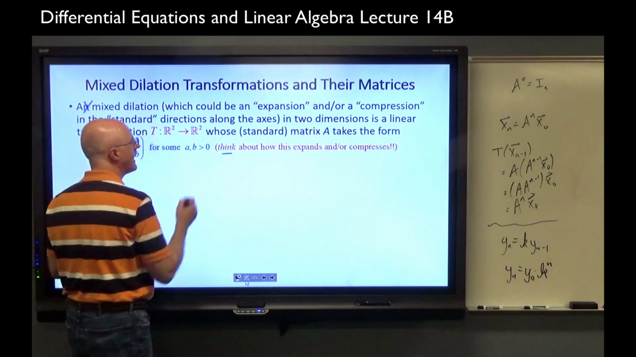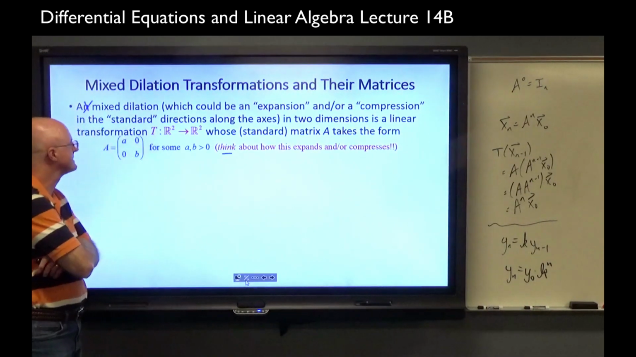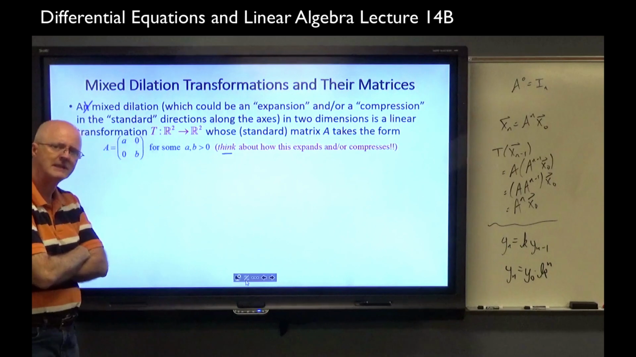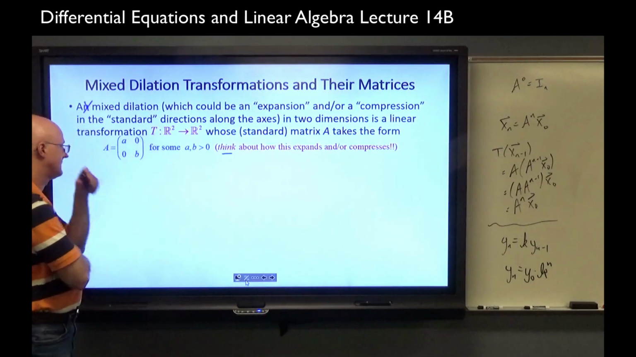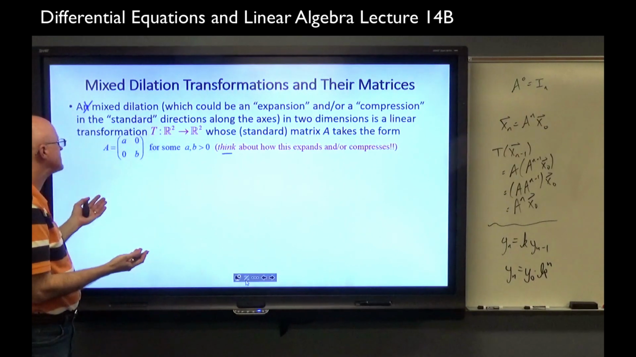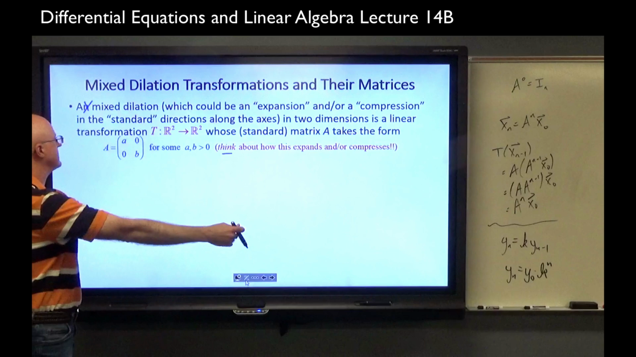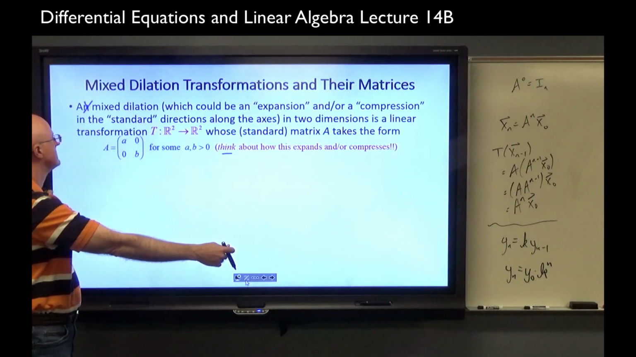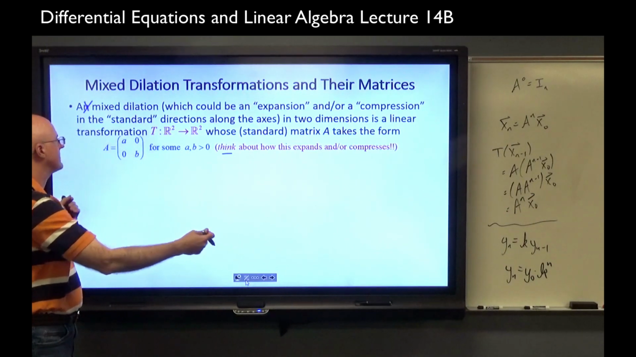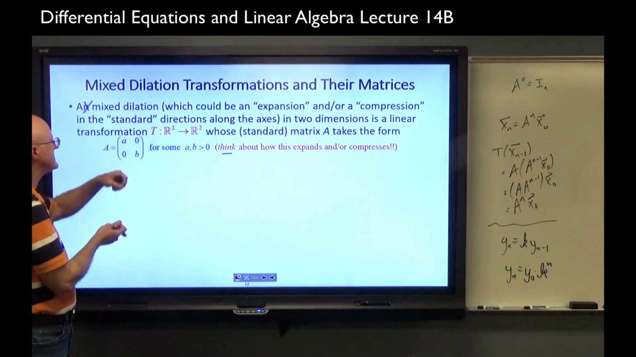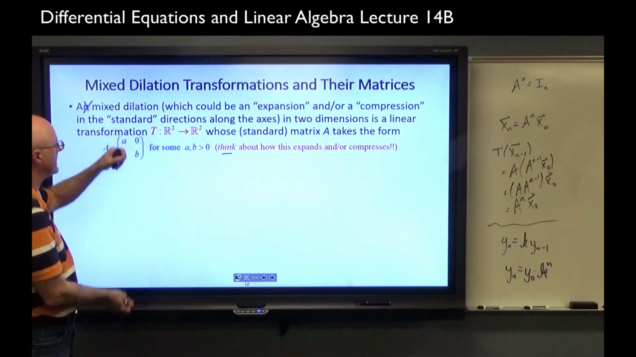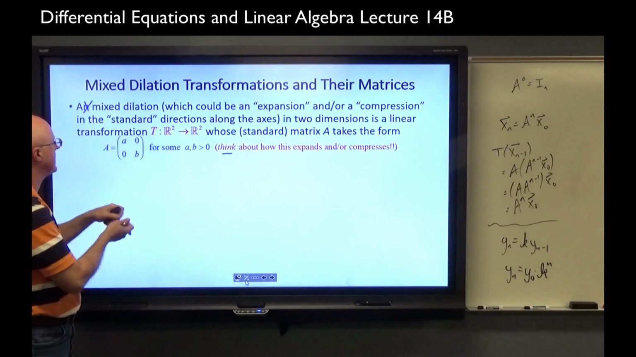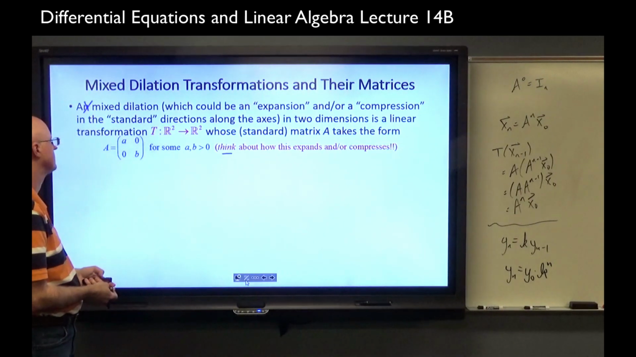Think about how this expands and or compresses. Pause the video, think about it. You back now? If A is bigger than 1, it's going to expand in the horizontal direction. If it's between 0 and 1, it's going to compress in the horizontal direction. If B is bigger than 1, it expands in the vertical direction. And if B is between 0 and 1, it compresses in the vertical direction. And you can have combinations of those things.